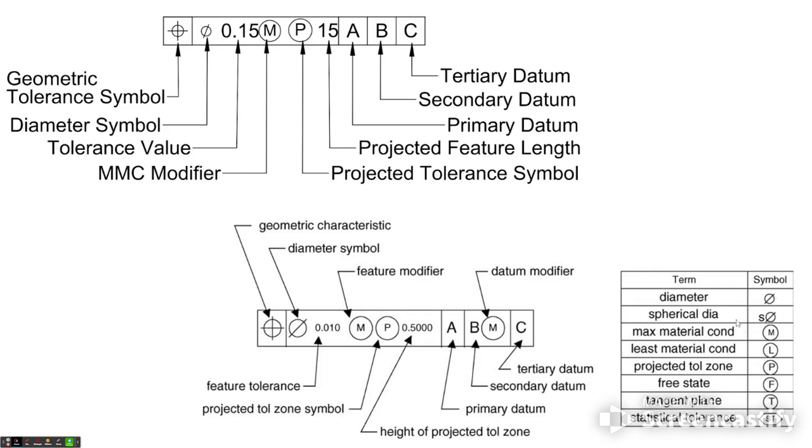And this just gives you a little bit of an additional view of what these symbols mean. So your diameter, a spherical diameter, maximum material condition, least material condition, your projected tolerance zone, free state, tangent plane, statistical tolerance. So those are some of the symbols you'll see on prints.